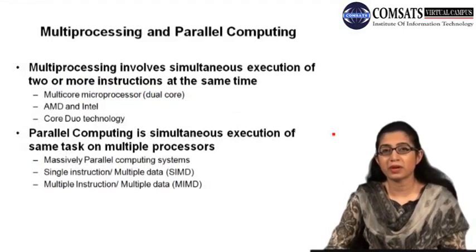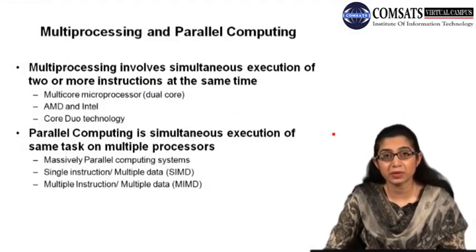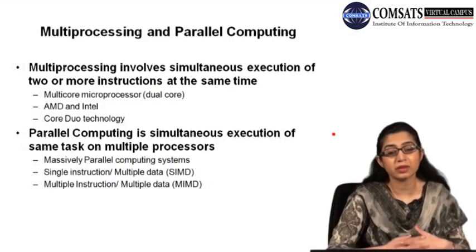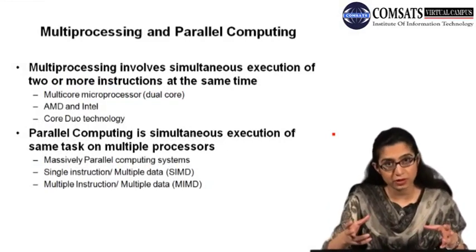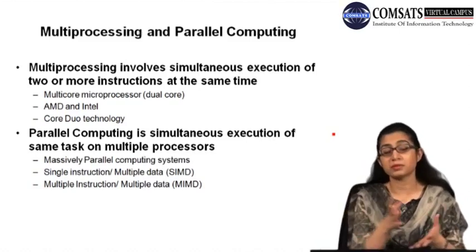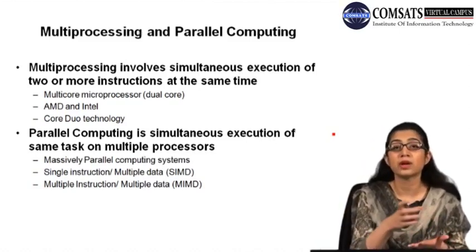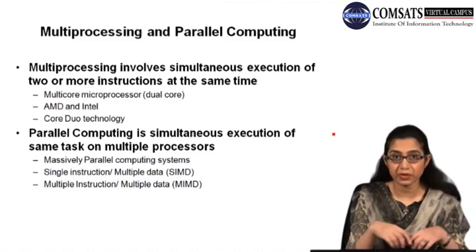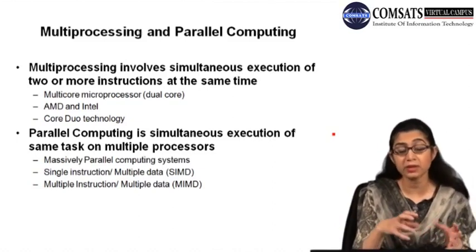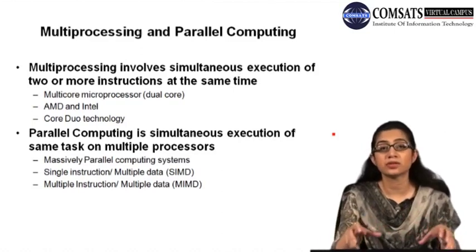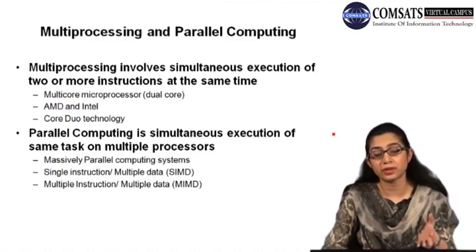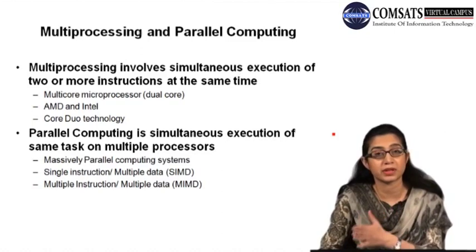Right, then we're going to talk about the multiprocessing and parallel computing. Multiprocessing is simply which involves simultaneous execution of two or more instructions at the same time. So इसमें multi-core में basically you have two processor chips on a single chip. ठीक है. इसमें क्या होता है कि आपकी different instructions and two or more instructions हैं जो कि एक ही time पे execute हो रही हैं. That is called the multi-core processing.